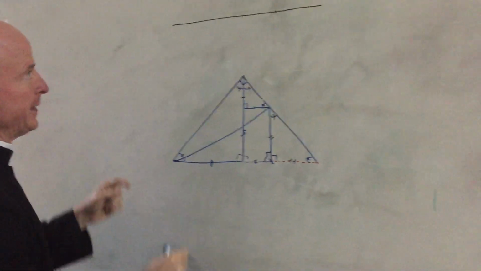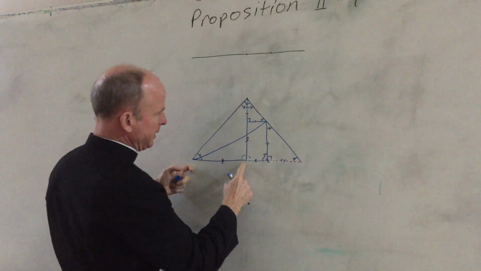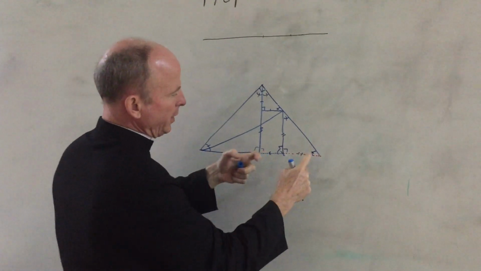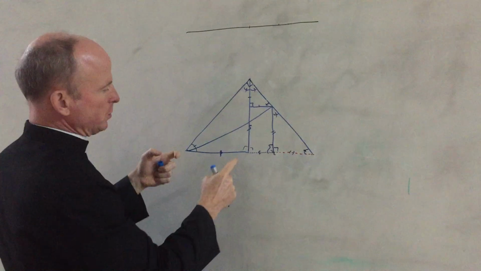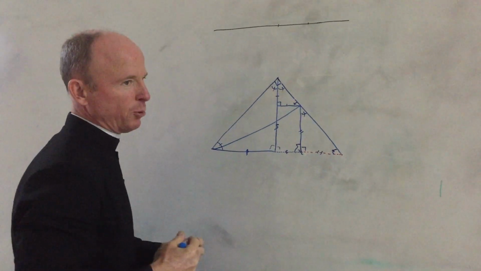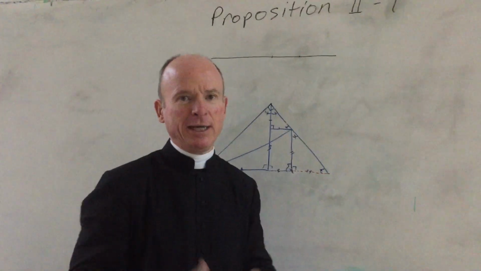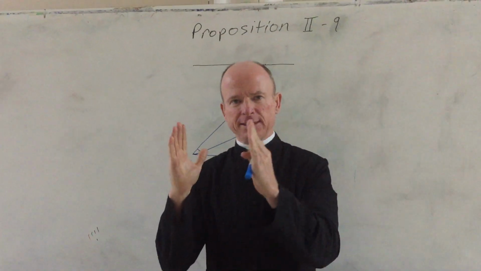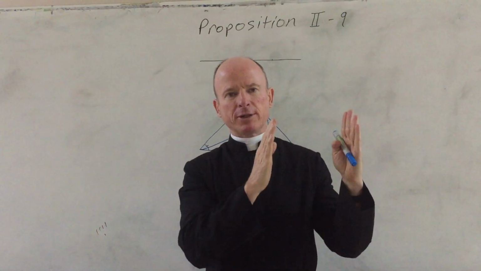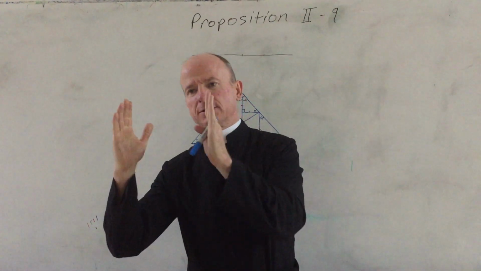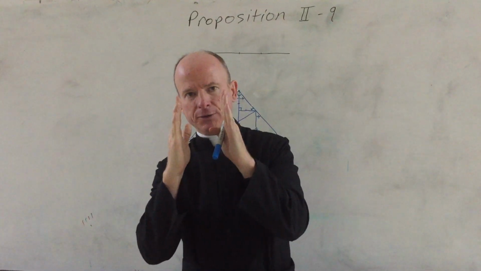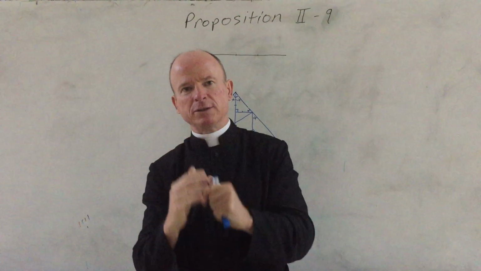Therefore, we have shown that if a straight line be cut into equal and unequal parts, the squares on the unequal parts added together will be equal to double the square on the half plus double the square on the line between the points of section. Very cool. Let me say that one more time, universally. If a line be cut into equal and unequal parts, the squares on the unequal parts will be equal to double the square on the half and double the square on the line between the points of section.